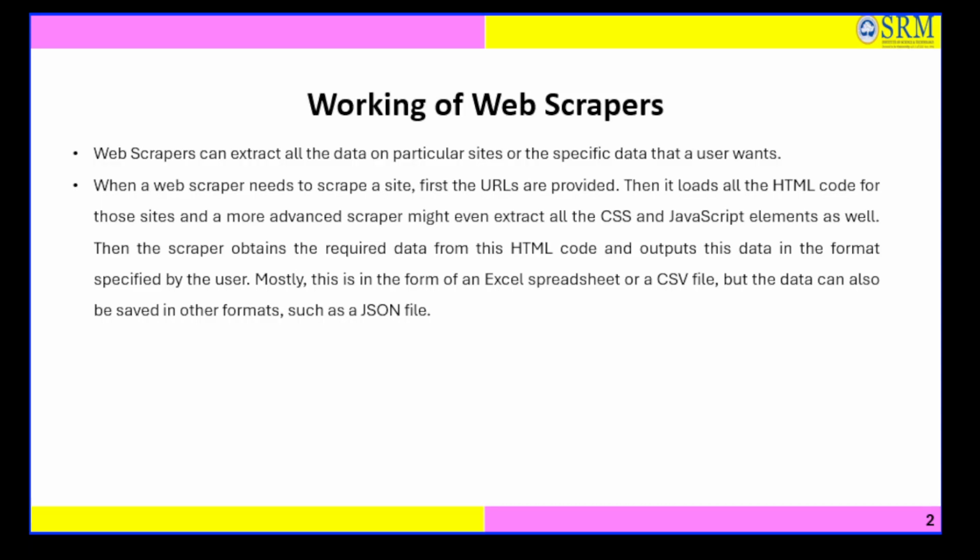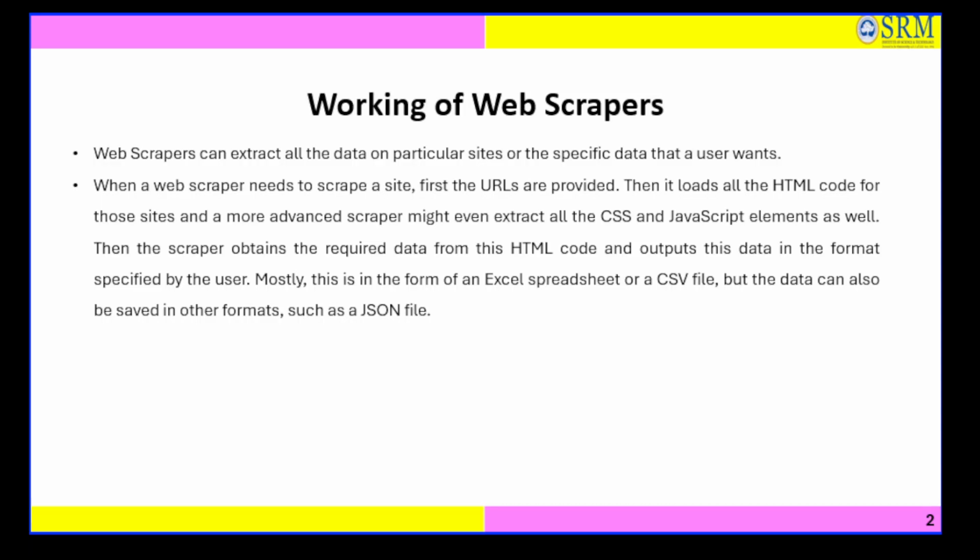Whenever a scraper needs to scrape a site, first the URL needs to be provided. Then it loads all the HTML code for that site, and a more advanced scraper might even extract all the CSS and JavaScript elements as well. Then the scraper obtains the required data from this HTML code and outputs this data in a format specified by the user. Mostly this format is Excel or CSV, or even nowadays JSON and so on.